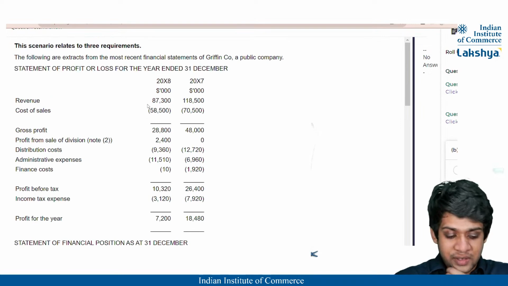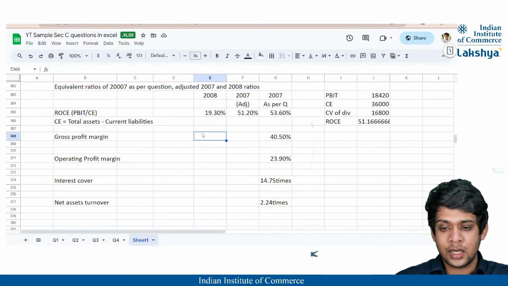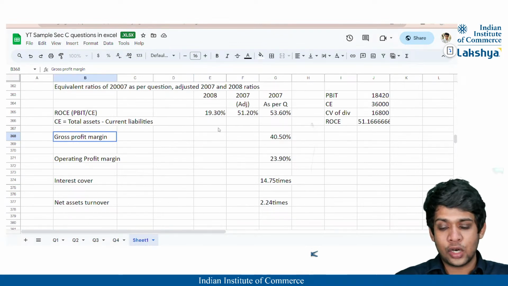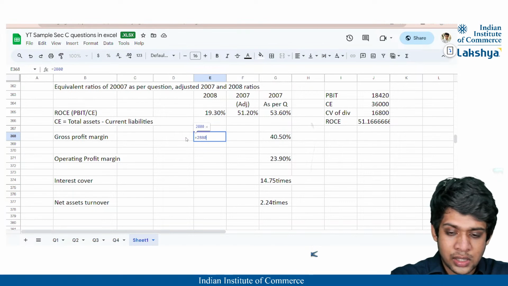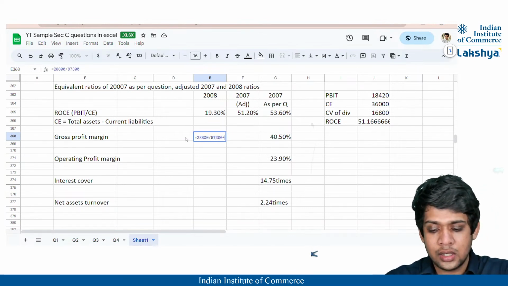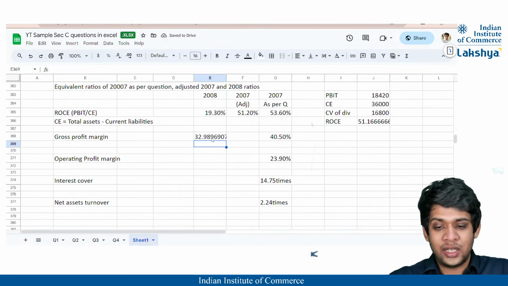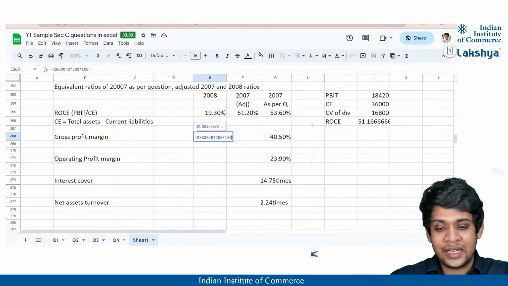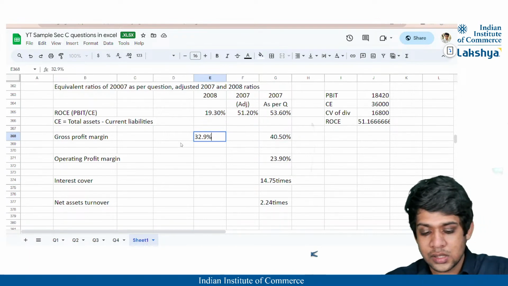Now let us understand gross profit margin. For gross profit margin, guys, it will be nothing but the gross profit of 28,800 divided by the revenue of 87,300, right? So it is nothing but gross profit divided by sales revenue, right? So 28,800 divided by 87,300 into 100, we will get the gross profit margin to be 32.98 something. So I'll take it as 32.9%. I'll just mention it here, 32.9%.